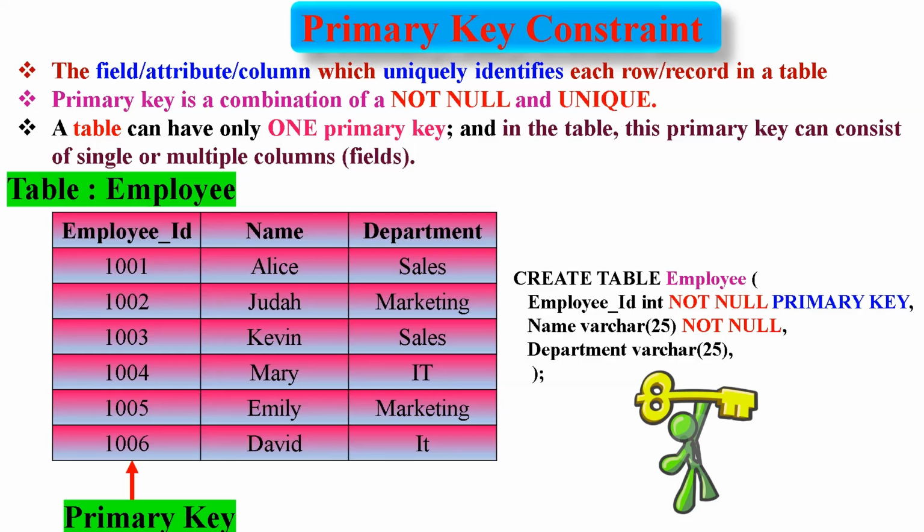Let's see an example. SQL primary key on create table is given here. We are creating a table named employee. Here, employee_ID and name have the constraint not null, that means these fields should contain a value, they should not be allowed blank. And employee_ID is the primary key of this table employee.